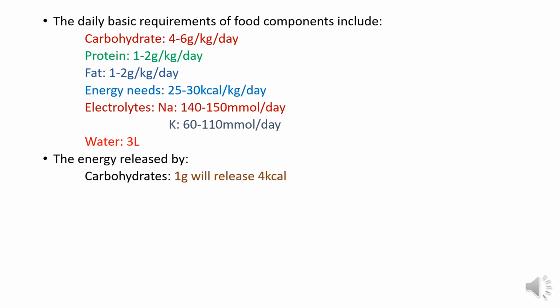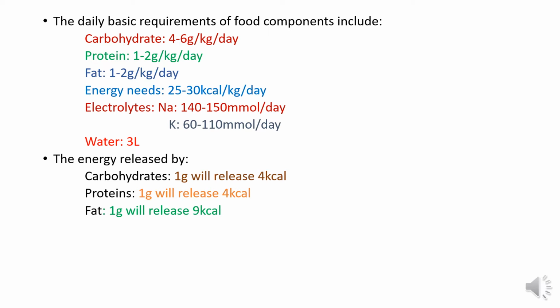The energy released by carbohydrates, proteins, and fats: 1 gram of carbohydrate releases 4 kilocalories of energy, 1 gram of protein will release 4 kilocalories of energy, while 1 gram of fat releases 9 kilocalories of energy. Wow! So fat releases the highest amount of energy per gram. So we should remember that fat is the largest store of energy, and releases more energy per gram, while carbohydrates and proteins release the same amount of energy per gram.